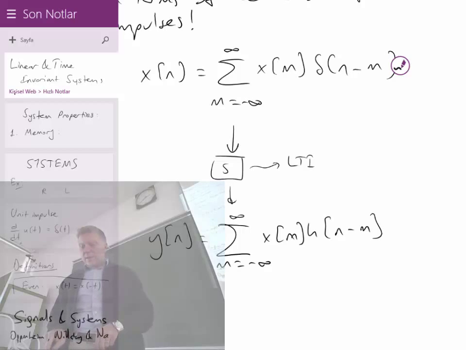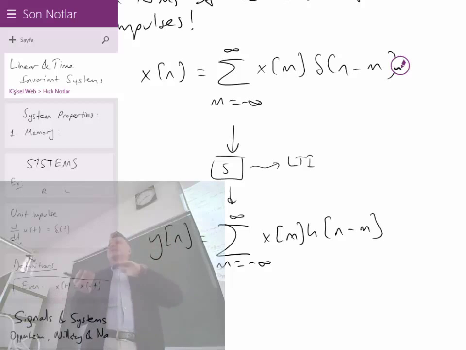This is y of n. You're asking, is this x of m or y of m, right? It is x of m, because x of m is a value. It's just a scale. It's like 3, 4, 5. At a particular value of m, it's a value. So it's a scale, and the output is scaled with the same scale. The input is scaled by x of m. The delta is scaled by x of m. h is also scaled by x of m. So this is x of m, h of n minus m. So this is the response.